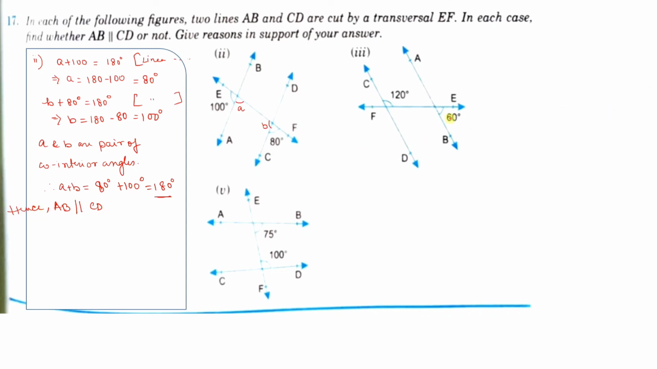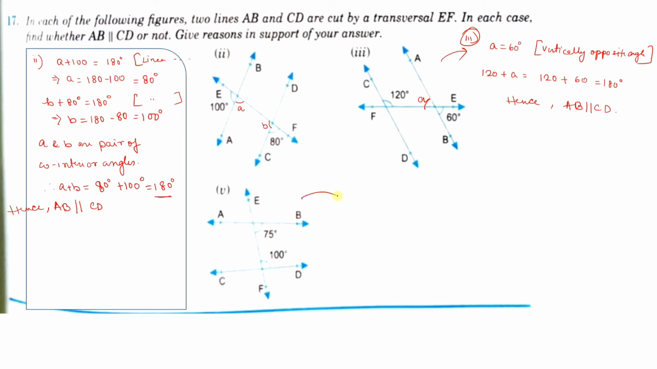Let us start with number 3. Name it as A. Okay, so A will be 60 degree because of vertically opposite angles. So on adding 120 and A, it must be equal to 180 degree because they are co-interior angles. So 120 plus 60 is giving 180 degree, hence AB is parallel to CD, and nothing to write here. Okay, this was number 3.